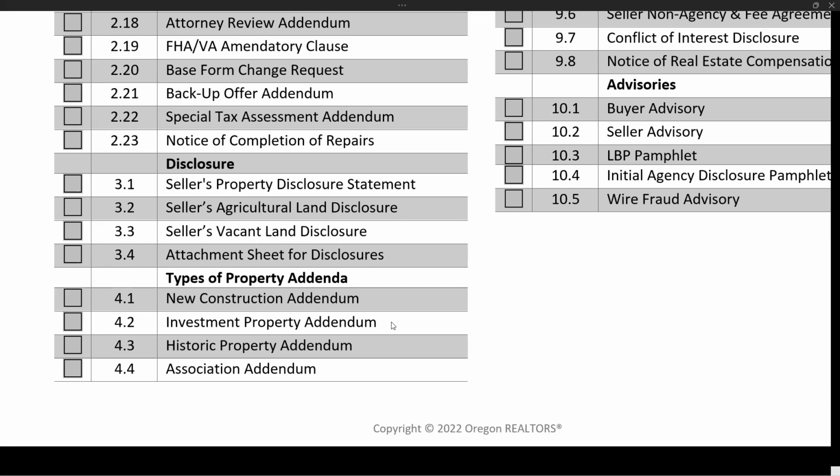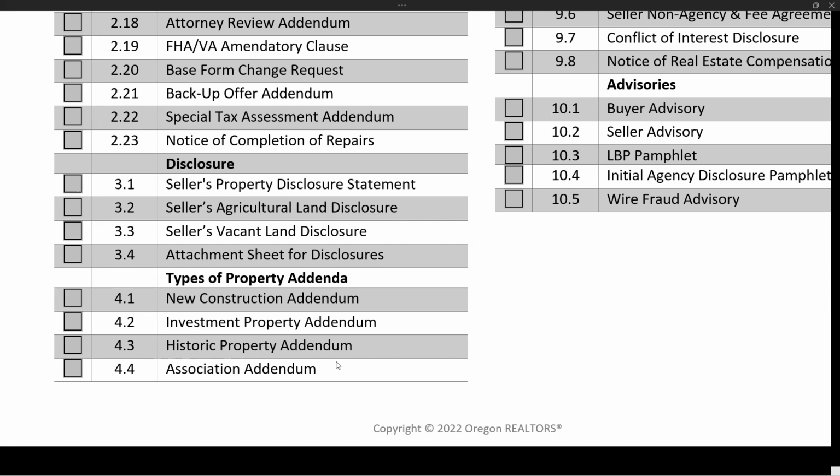4.3 is the historic property addendum. If the property is a historic property, there are sometimes significant preservation plans in place to keep the property in good repair in its historic state. This can mean there are special tax assessments and tax deferrals applied to the property, and if the preservation plan is not met, those taxes can come blowing back onto the buyer who owns the property.